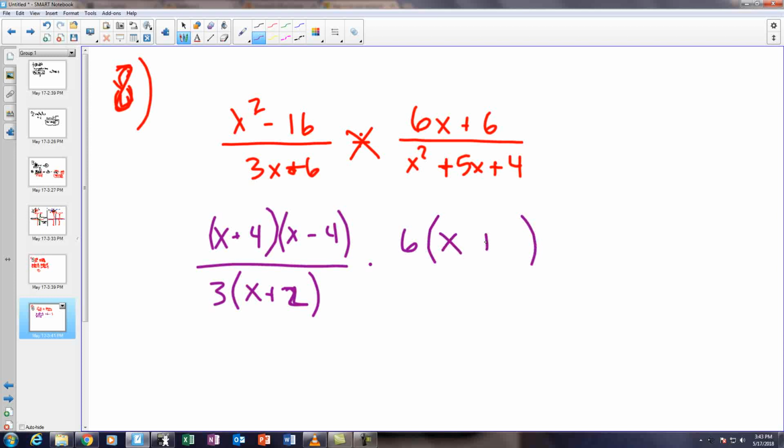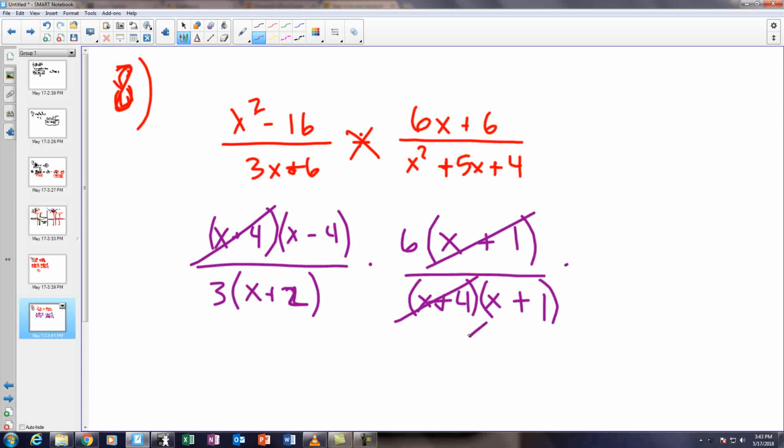Be x plus 1. Okay, on the bottom, two sets of parentheses again because of the x squared. X and x. Factors of 4 that add up to 5 would be 4 and 1. And because everything's plus, it'd be plus and plus. So the x plus 4 can cancel the x plus 4. There isn't an x minus 4 to cancel, but there is an x plus 1 and an x plus 1.